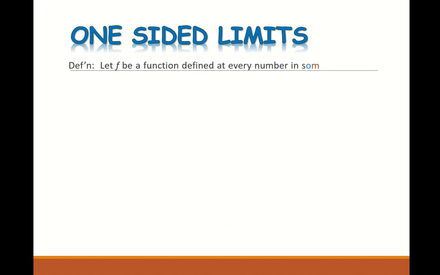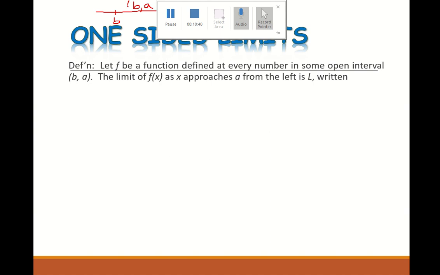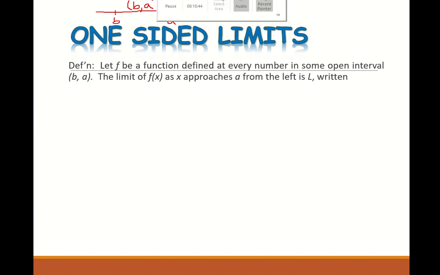Next, we have: let f be a function defined at every number in some open interval. We have another open interval here. Assuming these are b and these are a, we consider values of x within this range. So it means values between a and b, excluding b and a. So let f be a function defined at every number in some open interval b a.